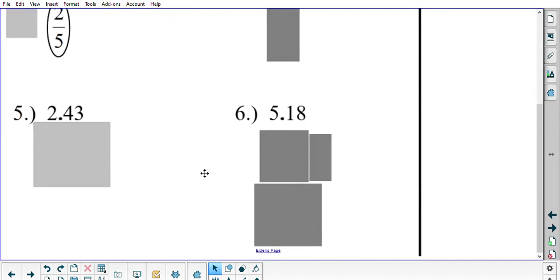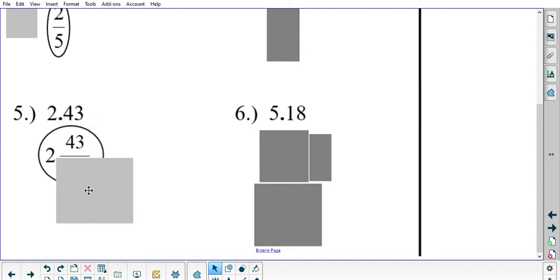Same thing with number 5, except number 5 is a little bit different. First of all, there is a digit to the left of the decimal point. No big deal. We're just going to make a mixed number. Now, we know the numerator is going to be 43. What's the denominator? Well, we look at our place values. 4 is in the tenths, 3 is in the hundredths. And that's why it's 2 and 43 hundredths.